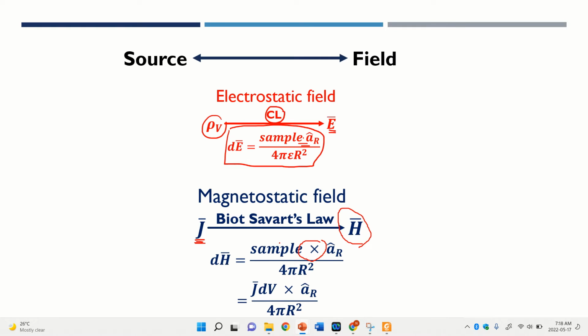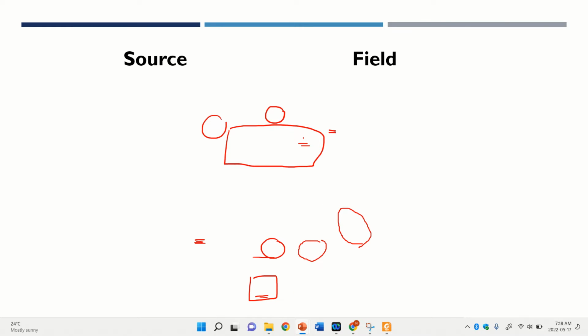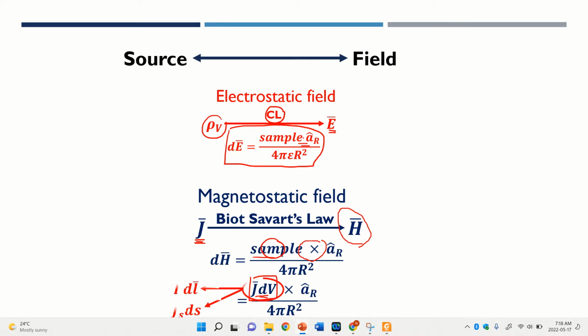Let's say now you are dealing with a volume structure, so you have to replace the sample with J dV, cross product with the unit vector of the sample. And if you are dealing with filamentary current or line current, you have to replace the sample with I dL. If you are dealing with surface current, you have to replace it with J_S dS.